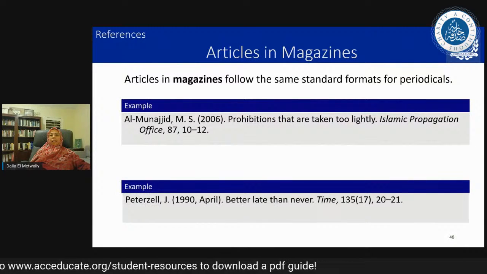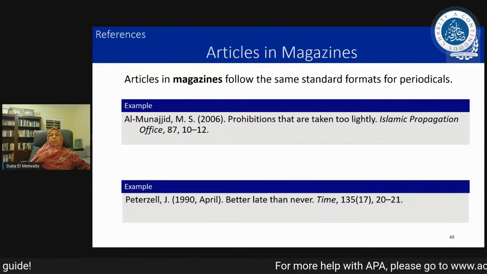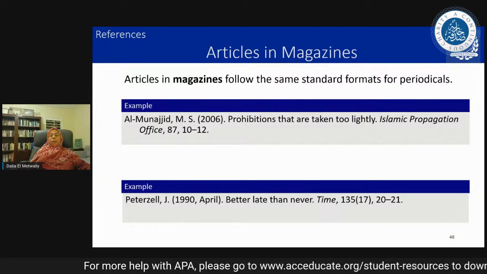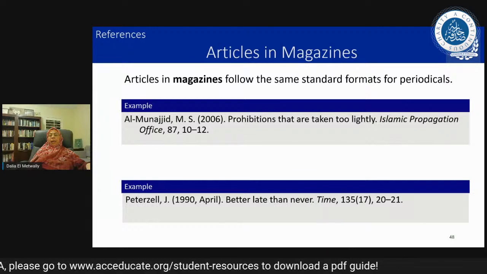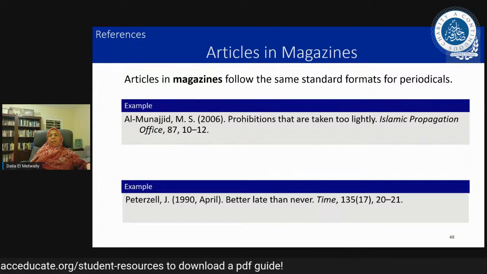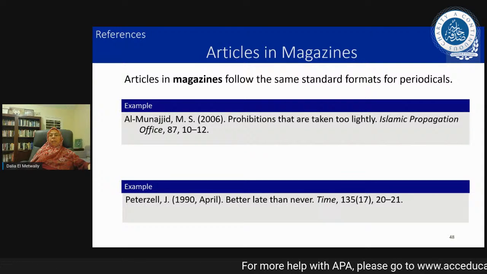Articles in magazines. Articles in magazines follow the same standard formats for periodicals. So we're going to have Al-Munajjid, Muhammad Saleh, but then it's M and S, right? And it was published in 2006, Prohibitions That Are Taken Too Lightly. And this is an article in Islamic Propagation Office. And then you've got the issue number, the volume or issue number.